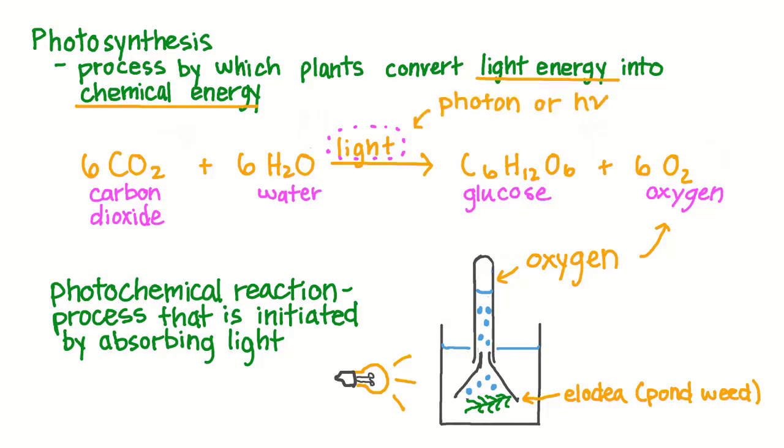Sometimes you might see the word photon or the symbol hν instead of the word light. That's because light is made up of elementary particles called photons, but we'll stick with using the word light for this video. Now let's look at some more examples of photochemical reactions.